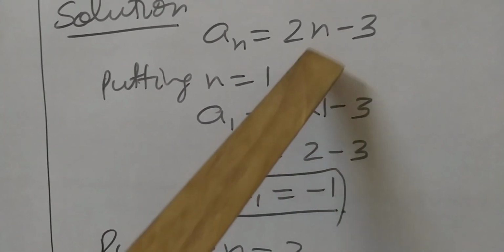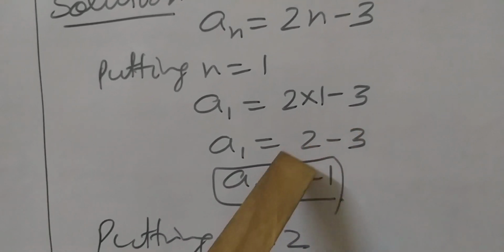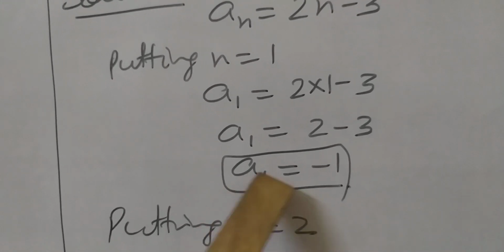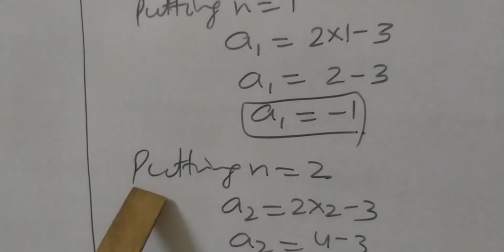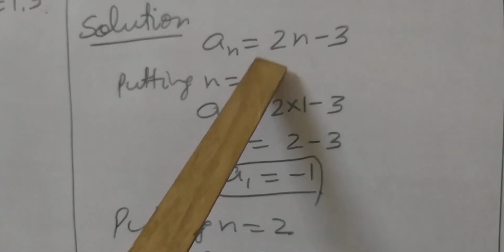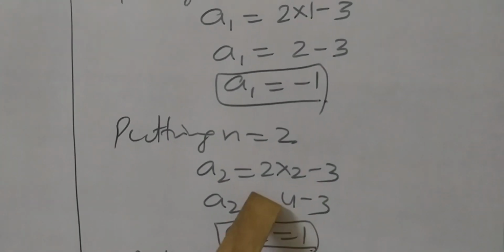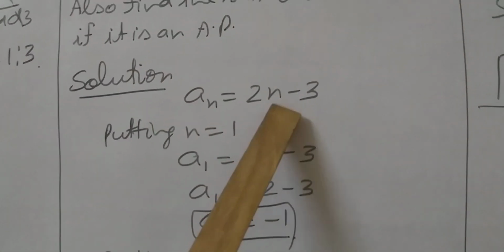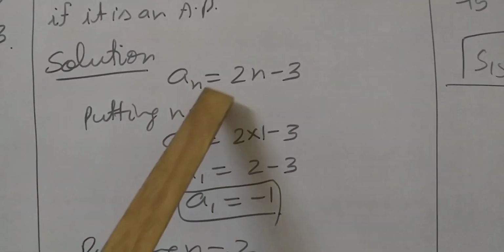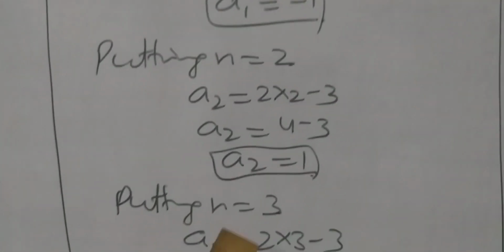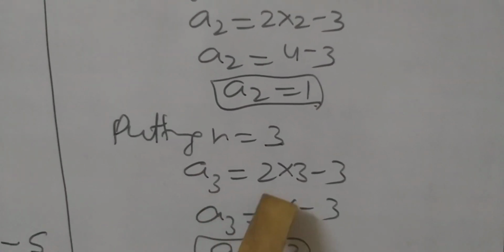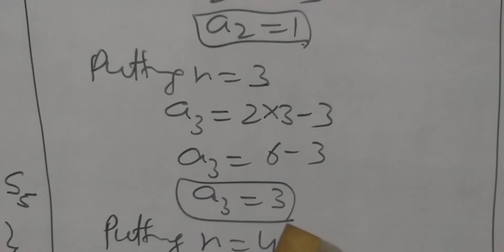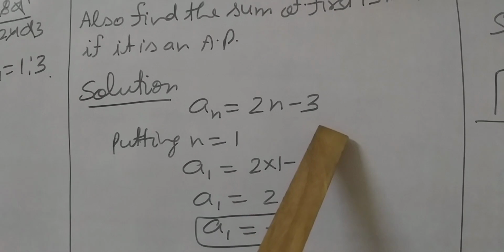A1 equals 2 into 1 minus 3. 2 minus 3 means minus 1. A1 equals minus 1. Putting n equals 2: 2 into 2 minus 3, 4 minus 3. A2 equals 1. Putting n equals 3 here, A3 equals 2 into 3 minus 3, so A3 equals 6 minus 3. A3 equals 3.